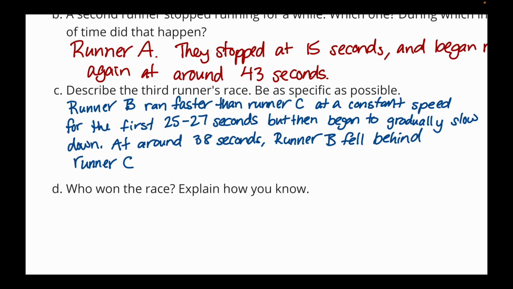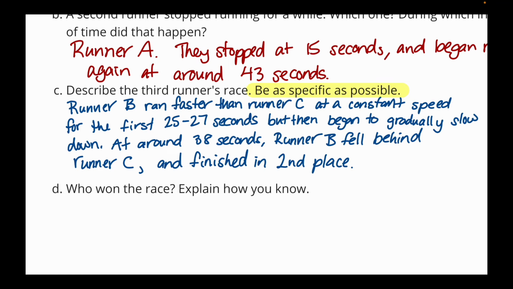And we can say, and finished in second place. Now, it may seem like I wrote a lot, but they said be as specific as possible. I think I did a pretty good job being specific here.